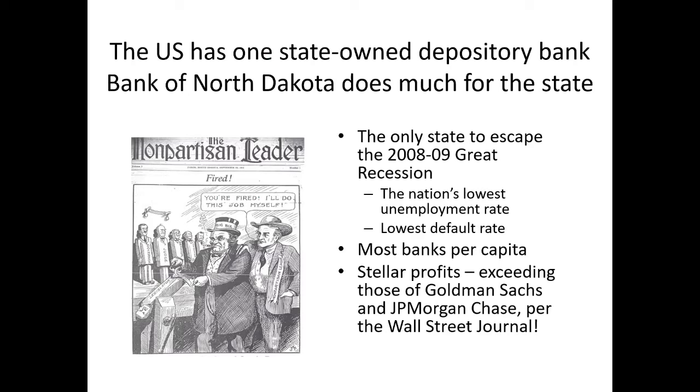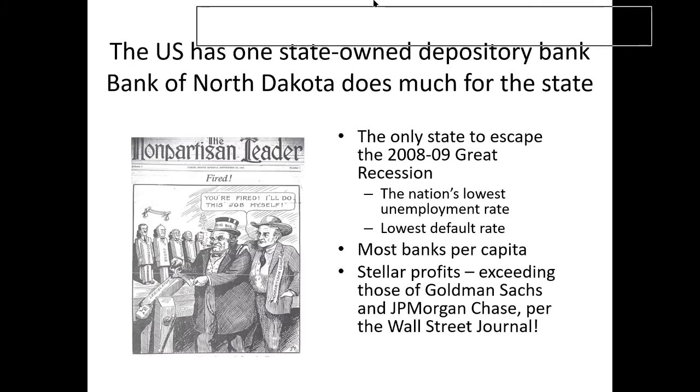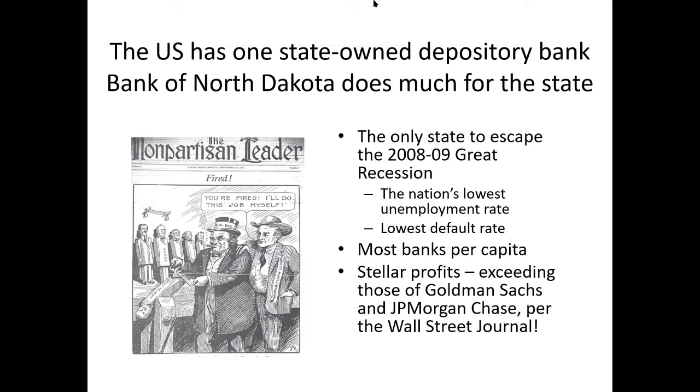The United States has one state-owned depository bank, the Bank of North Dakota, which does a great deal for that state. It was the only state to escape the 2008-2009 Great Recession. That incites disbelief in a lot of people. But the fact is that a public bank, because it serves the public interest and holds the deposits of the state itself, is not going to withdraw its deposits in the face of a recession. It keeps them there and actually increases lending to keep the economy going.